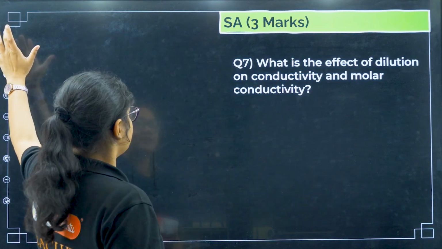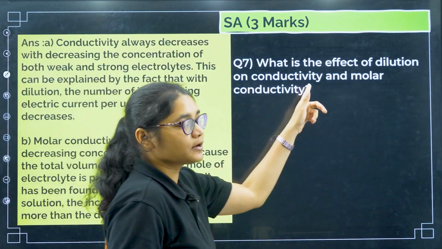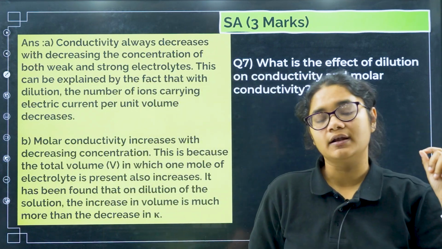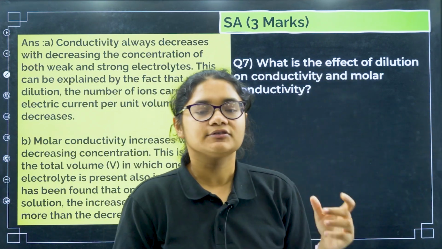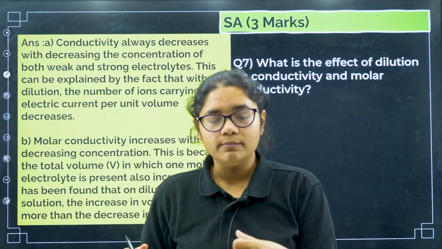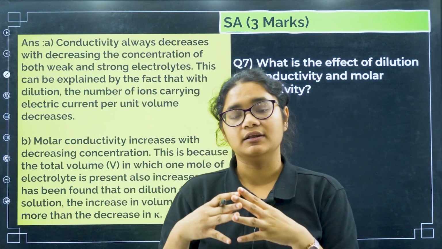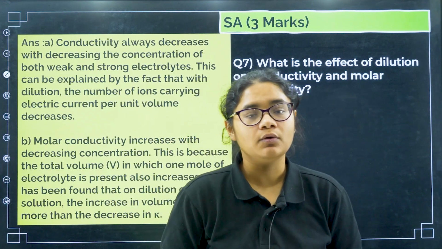Okay, next is the effect of dilution on conductivity and molar conductivity. So conductivity will decrease, molar conductivity will increase. Okay, so conductivity is basically the conduction of ions per unit volume. So when you dilute it, the number of ions per unit volume will decrease, so conductivity will decrease, and molar conductivity will increase.